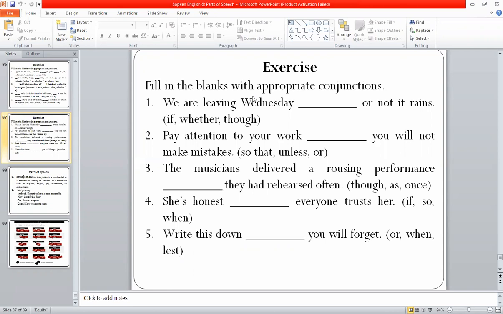Then see the next example, the second example. Try to solve it. Pay attention to your work dash dash, you will not make mistakes. So that, okay, here we will use so that. Pay attention to your work.